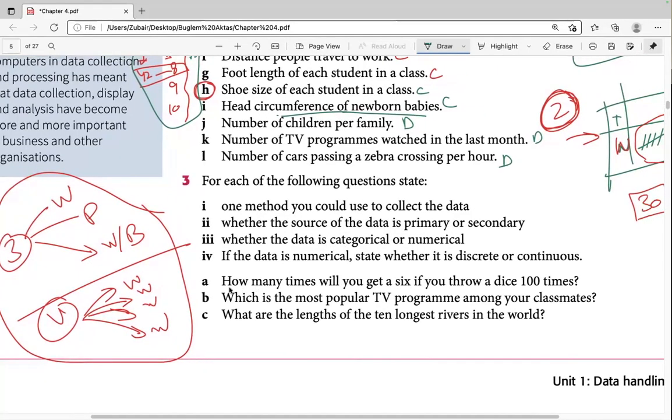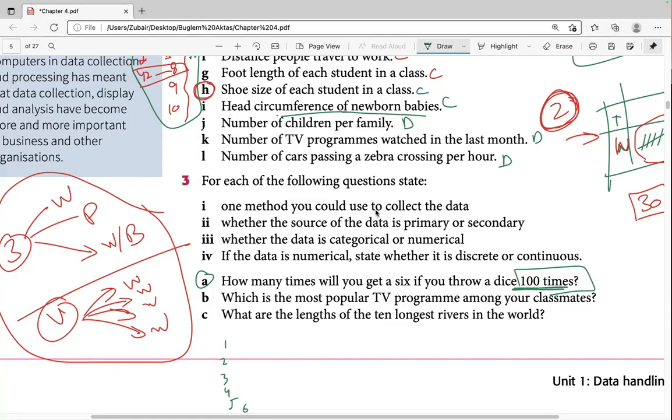Okay, let's discuss the C part. How many times will you get a 6 if you throw a dice 100 times? So one method. Let me give you options. We had a pie chart. We discussed a tally. We discussed grouped data. We discussed a frequency table. Maybe a pie chart. Okay, if we are talking about the pie chart, you are throwing this dice 100 times. Now consider this is a dice. I'm shaking it and throwing it. What do I get? 1, 2, 3, 4, 5, 6.